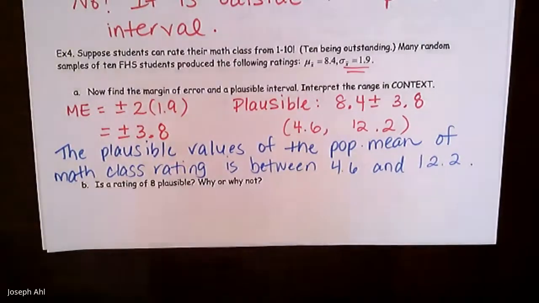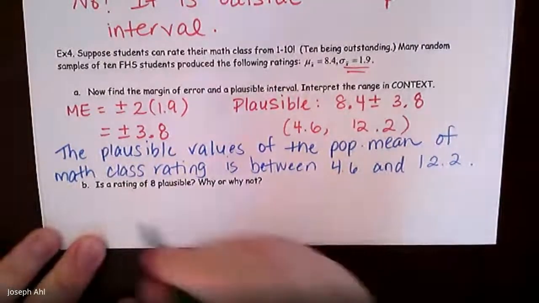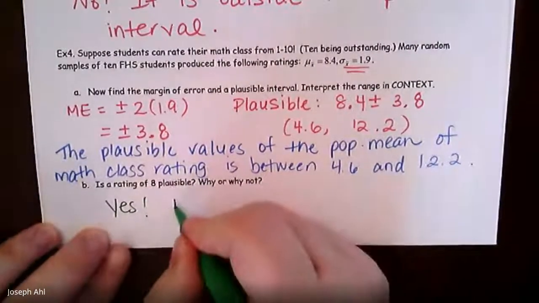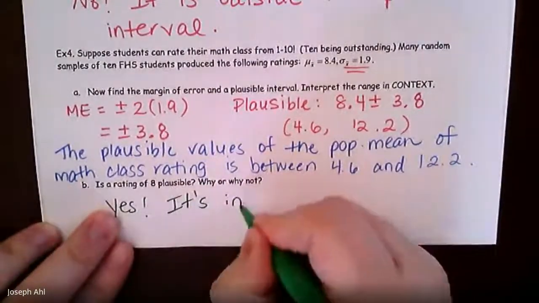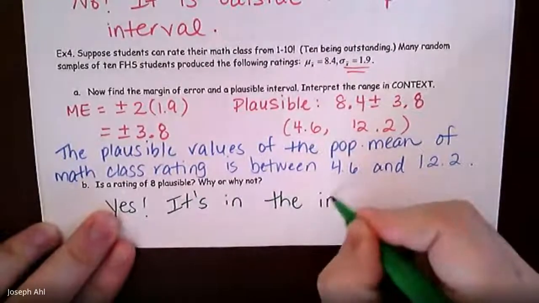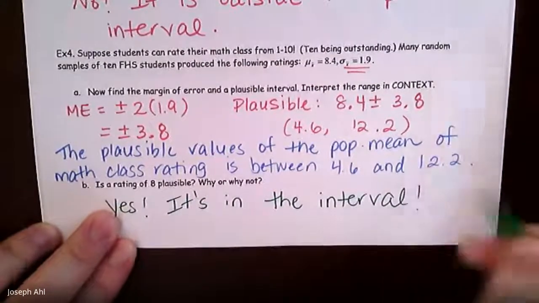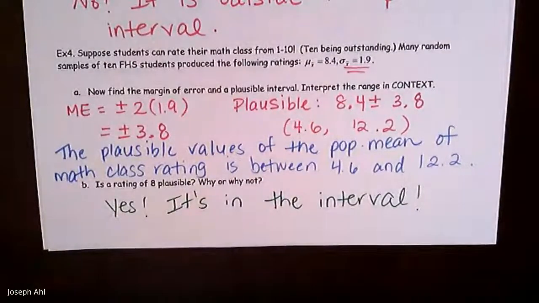All right, so is a rating of 8 plausible? Yes, simply because it's in the interval that we found up above. So pretty easy to make that determination, right? I mean, once you have the plausible range, it's kind of a yes or no question, whether it's in the interval or not.